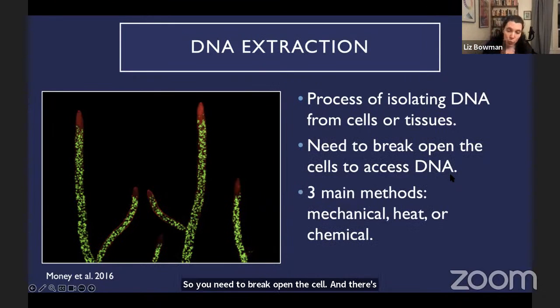And there's 3 main ways that you do this. Mechanical, which can be with a mortar and pestle. There are these teeny tiny beads that come in many different sizes and shapes and types of material that you can put into a 1.5 milliliter tube, and you just put it into a machine and it beats it. That's the technical term for it, and it lyses the cells, so it breaks them open. Additionally, you can use heat, and then there's chemical ways to lyse the cells. Most methods, I think, use all 3 together.